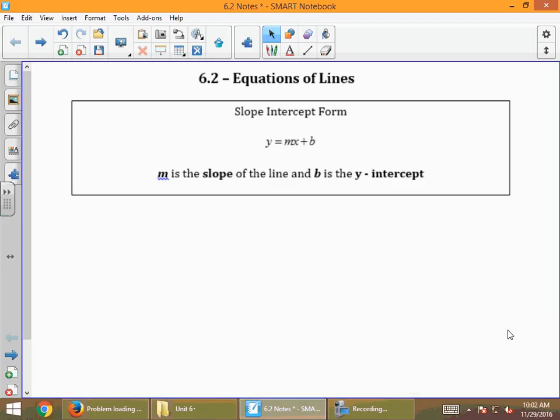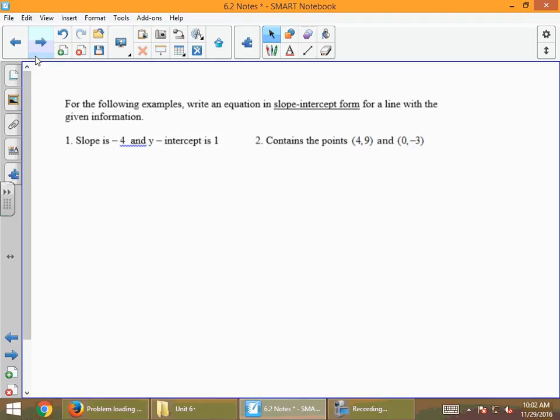Ready to go. So again, we're going to talk about lines written in y equals mx plus b, where m is our slope and b is our y-intercept. Two important things: you can't write the equation unless you have both. From these following examples, we're going to write the equations in slope-intercept form for a line with the given information. What is slope-intercept form again? It's right at the top of your paper.